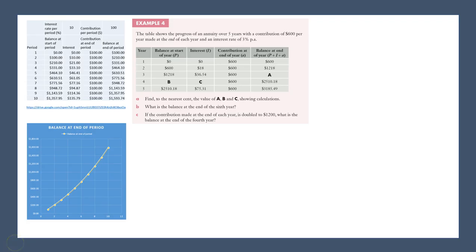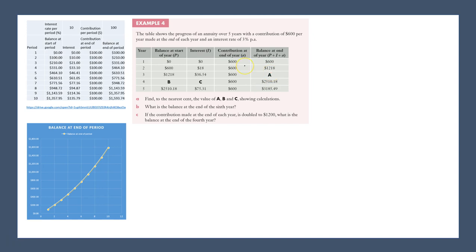You can then see the three amounts, the balance at the beginning, the interest and the new deposit have all been added together to give the balance at the end of the year to be $1,218. Balance at the beginning of the third year is entered there, interest is calculated on that amount, a new deposit made, and we have to calculate the amount that would be in that account at the end.